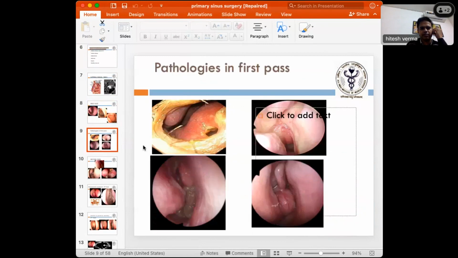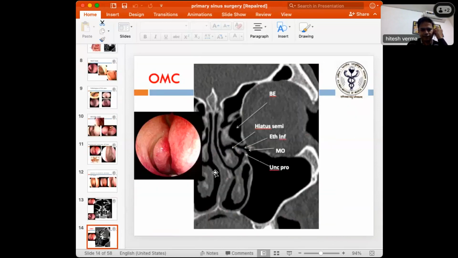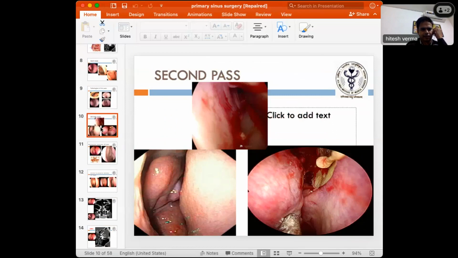These are the pathologies which can be seen in the first pass, like septal perforation, nasal polyps if they are extending to the nasal cavity floor, adenoid, and this is a case of angiofibroma. Then comes the second pass. The second pass is medial to the middle turbinate. In this photograph, if the person is going medial to the middle turbinate, part of the septum, cribriform plate, sphenoid sinus ostium, and superior turbinate are the structures visible in the second pass.